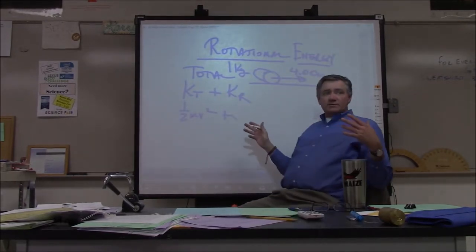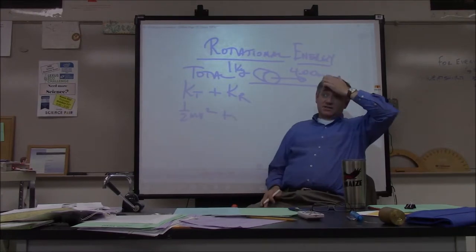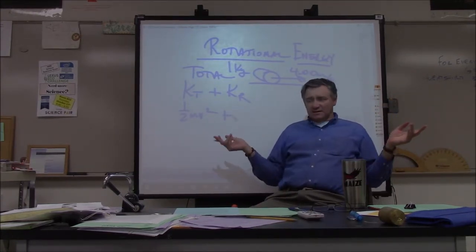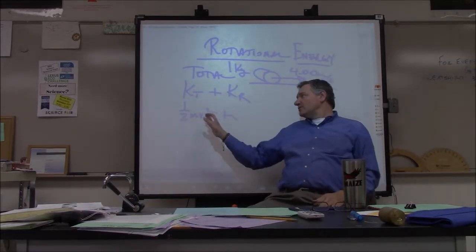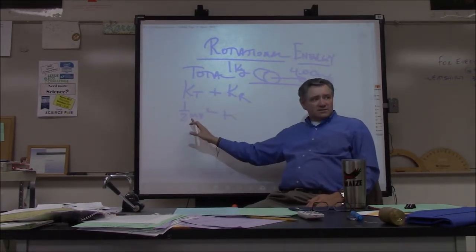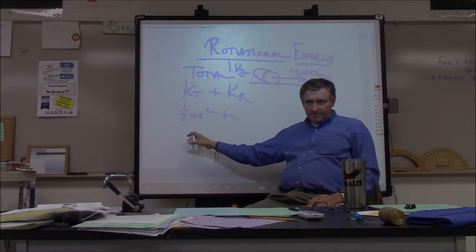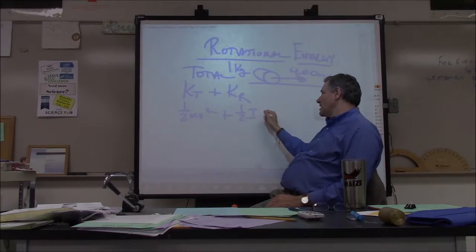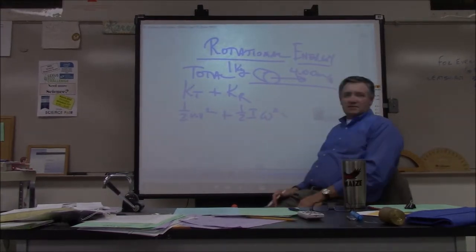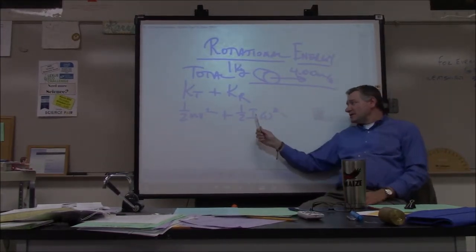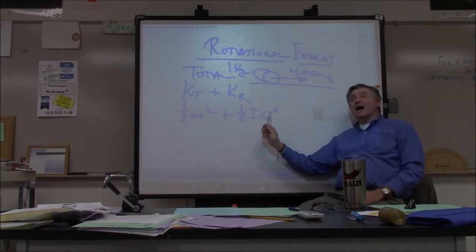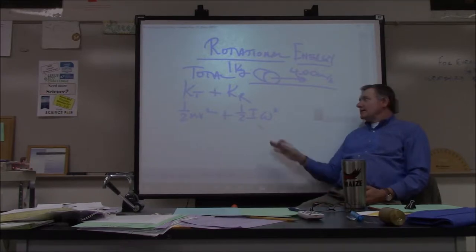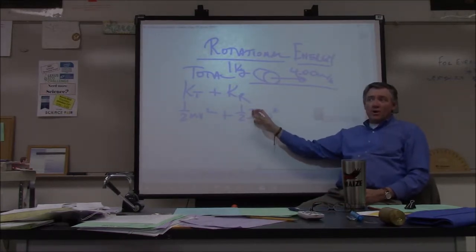Of the two energies, kinetic energy is always the easiest one to find because it's just mass and velocity. It's easy to measure velocity, it's easy to determine mass. Of the two, this is always the simplest form of energy to determine. Now, KR is more complicated because that's 1/2 I omega squared, right? Why does the I make it more complicated? Because you have to calculate that. You don't know it. You have to figure out what the object is.